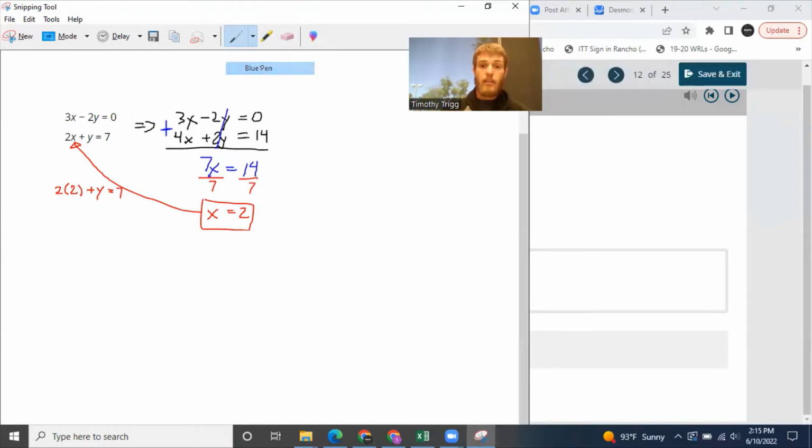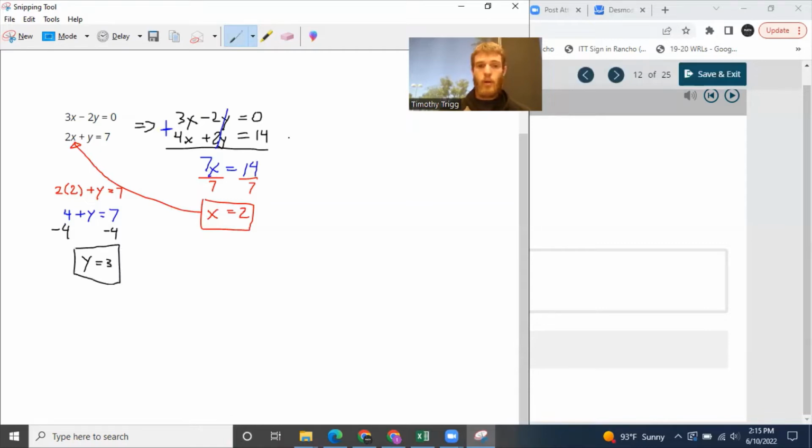Let's go ahead and solve for y here. So 2 times 2 is 4. So we have 4 plus y equals 7. Now, how would I solve for y here? Well, I'd go ahead and subtract 4 on both sides of the equation, giving us the value of y is 3.